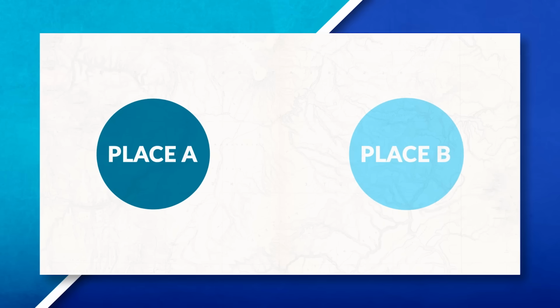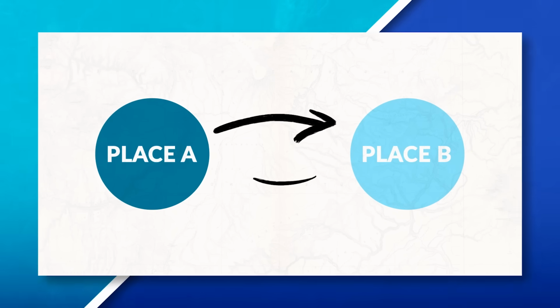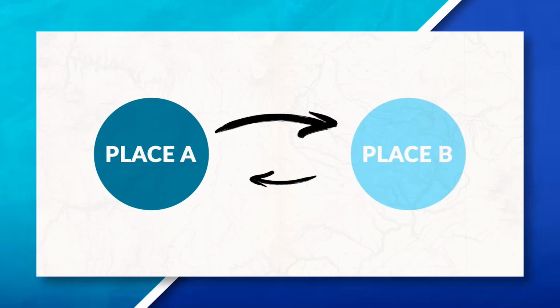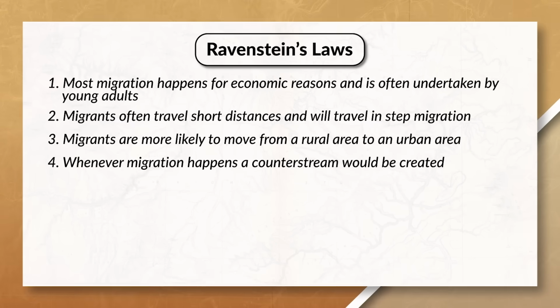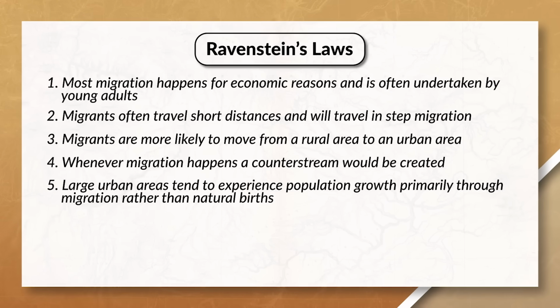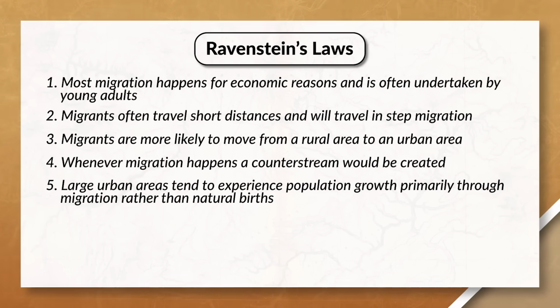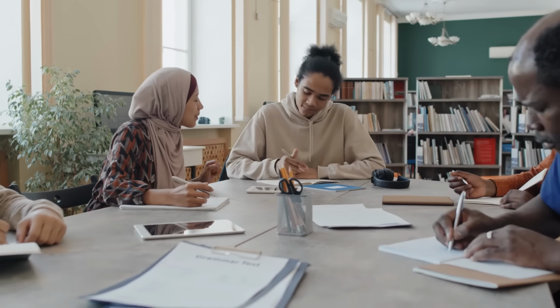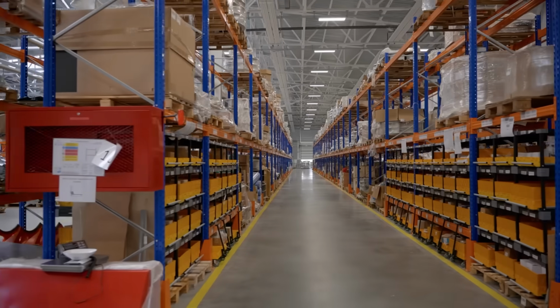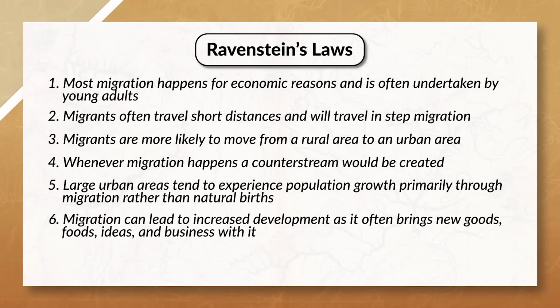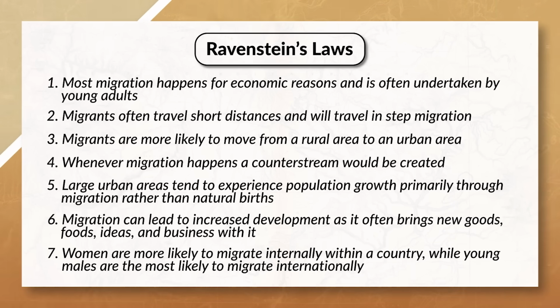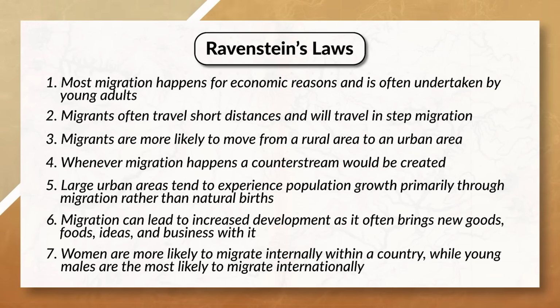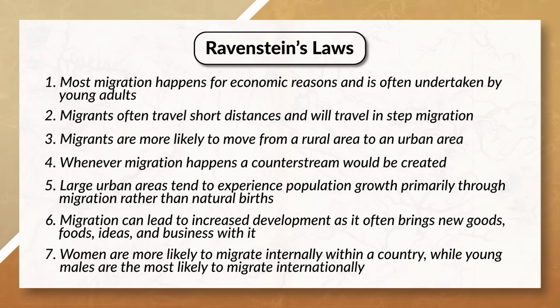This means that when a person migrates to a new place, they connect their original location with the new location. The next law stated that large urban areas tend to experience population growth primarily through migration, rather than by natural birth. Now, Ravenstein also observed that migration can lead to increased development, as it often brings new goods, foods, ideas, and businesses with it. Lastly, Ravenstein noted that women are more likely to migrate internally within a country, while young males are most likely to migrate internationally.